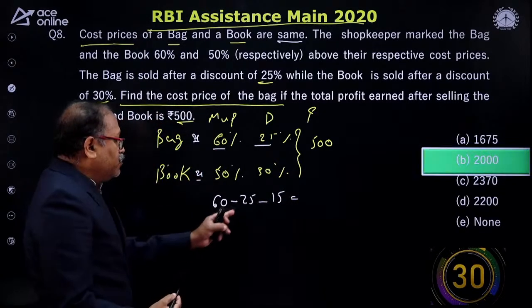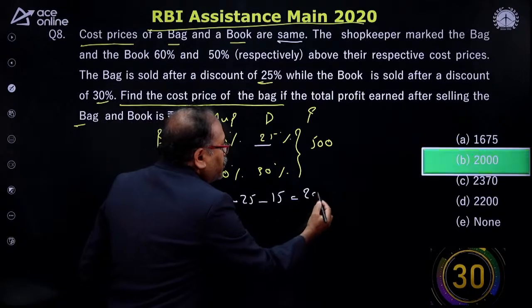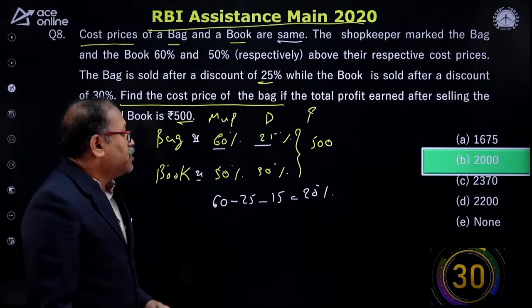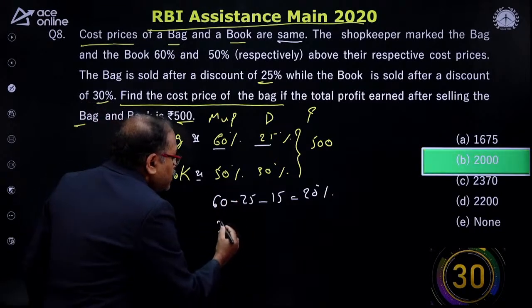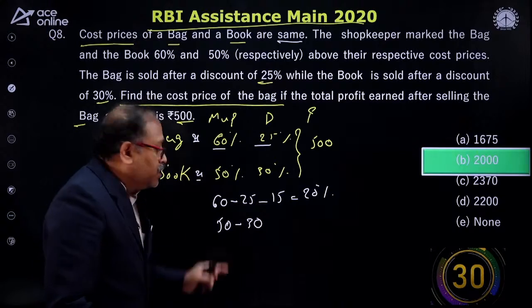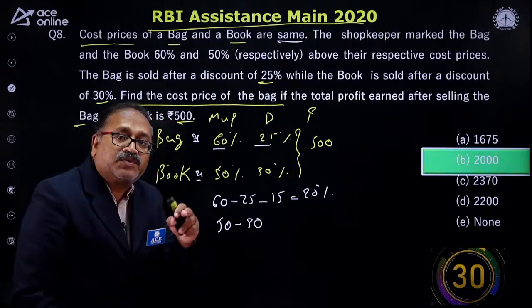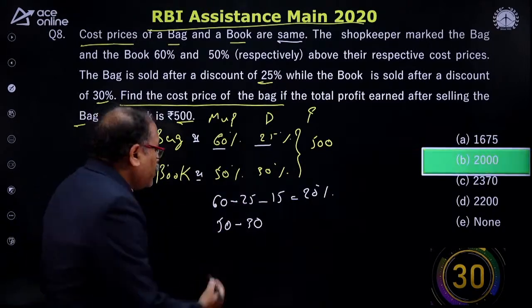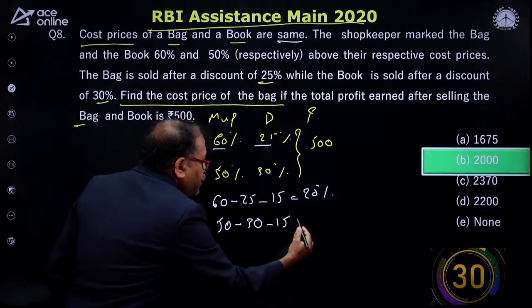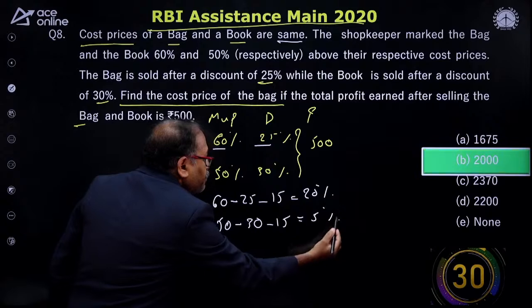And then finally, I noticed that here it is 20% profit. Profit is 20% in the bag. And what about the book? So 50% increase and then 30% discount, 30% decrease. So this is x, this is y. So x plus y plus xy by 100 formula. So that is minus 1500 by 100, that's again 15. So I get here it is 5%.